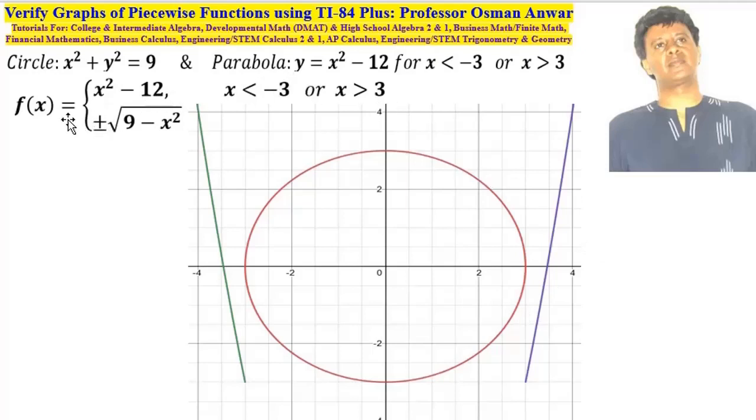Then it is a circle, x squared plus y squared equals 9. Solving for y, it is plus or minus the square root of 9 minus x squared.